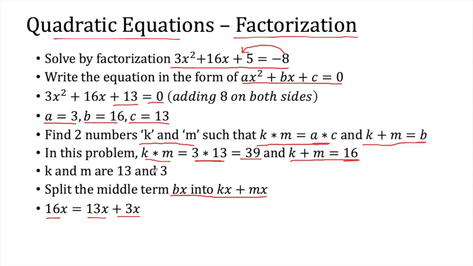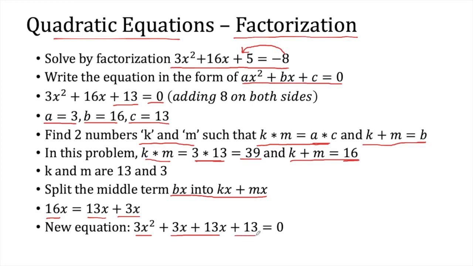So now we'll rewrite our equation as 3x squared plus 3x plus 13x plus 13 is equal to 0. Now note that it does not matter in which order you write 3x plus 13x, since multiplication and addition are both associative, and you will be using both in the next few steps. So it does not matter which order you put them in.